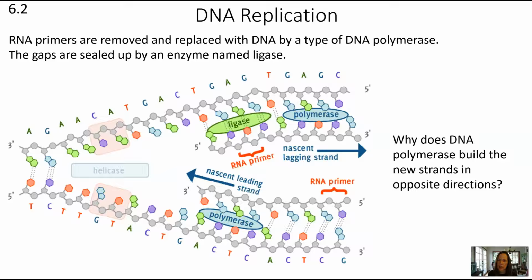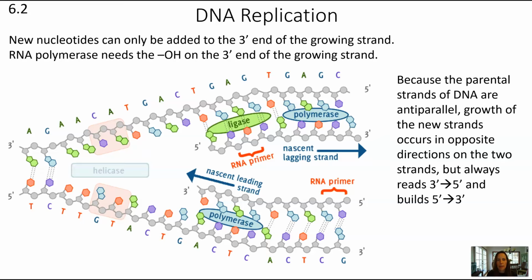So if you look at this diagram, you'll notice that the strand on the top and the strand on the bottom, the new strands, are being built in opposite directions. Why is it that DNA polymerase builds these new strands in opposite directions? This comes back to the function of DNA polymerase, that it needs that hydroxyl group, that OH, to be able to grab onto. So new nucleotides can only be added to the 3' end of the growing strand. And that's because DNA polymerase needs that hydroxyl group on the 3' end of the growing strand.